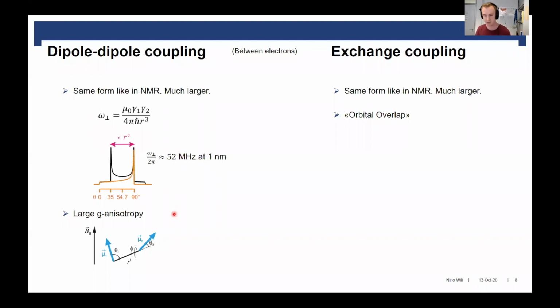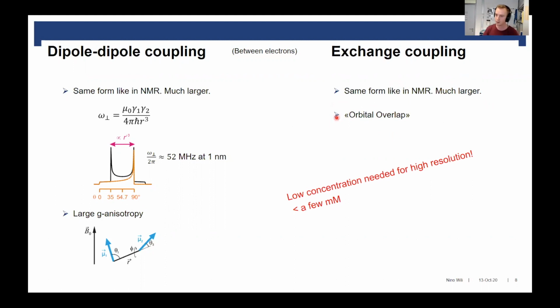And keep in mind, if you have very large g-anisotropy, basically the quantization axis of your spins might not be the same for the two. So this gets more complicated. But we will not treat this contribution here. The exchange coupling also has the same form as in NMR. And basically what this gives you is it comes from an orbital overlap of two electrons.